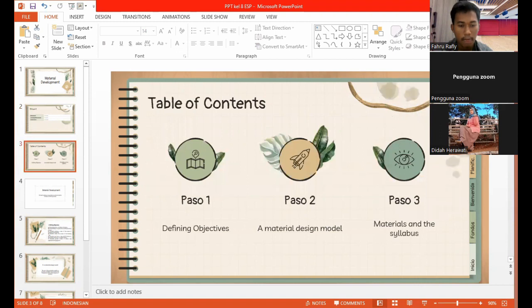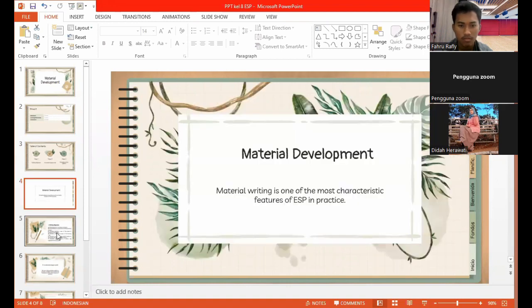Okay, for the material, there are three sub-materials that we will deliver. The first is defining objectives. The second one is a material design model. And the third and the last one, materials and syllabus. So we get started from the first one, defining objectives. For Fahrul Rafi, please welcome.